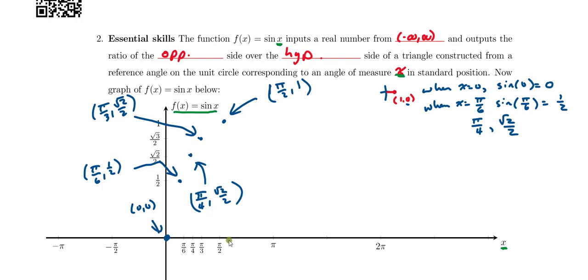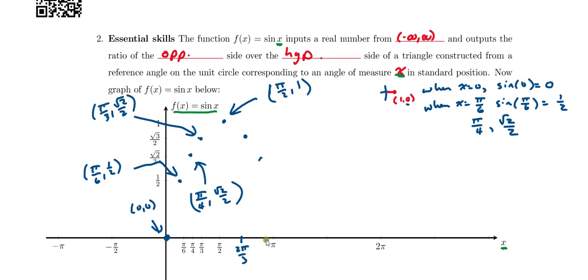We could continue on. For example, when x is 2 pi over 3, we're back up here. Let me go ahead and put a couple more tick marks on here. So if x were 2 pi over 3, that would be about right there, 2 pi over 3. And that would correspond to about this point right here. And when x is 5 pi over 4, we're about right here.